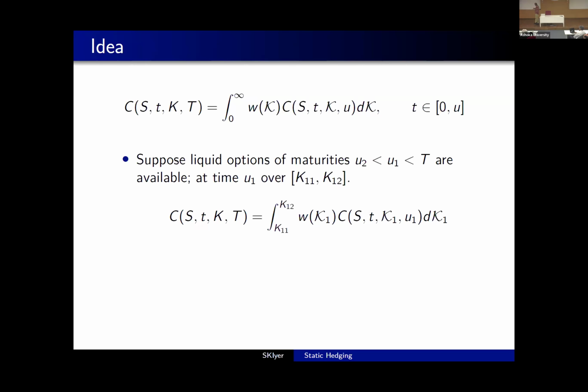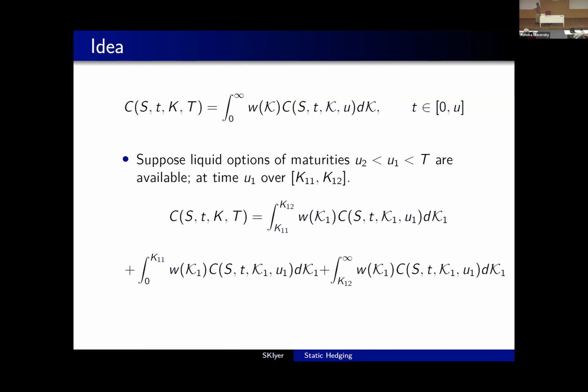What we do in order to do that is we assume that the liquid options at this longer maturity U1 are available over an interval, let's call it K11 to K12. So these are kind of bunched, typically near the money. It need not be just one single interval, but for illustration we are just taking it to be one single interval. So with this integral from 0 to infinity, we split it as the integral from K11 to K12, replacing kappa by kappa 1 and U by U1, plus the remaining part, which is 0 to K11 and K12 to infinity, right?